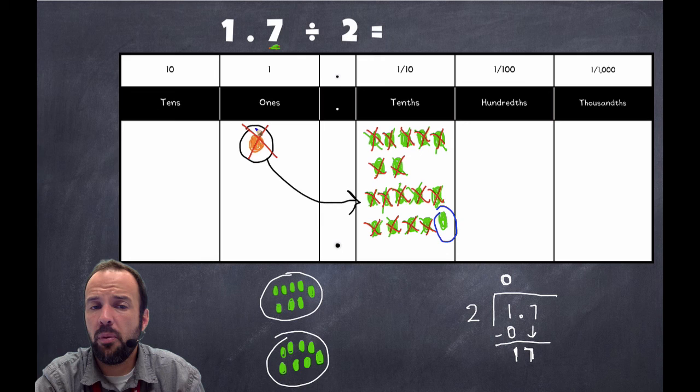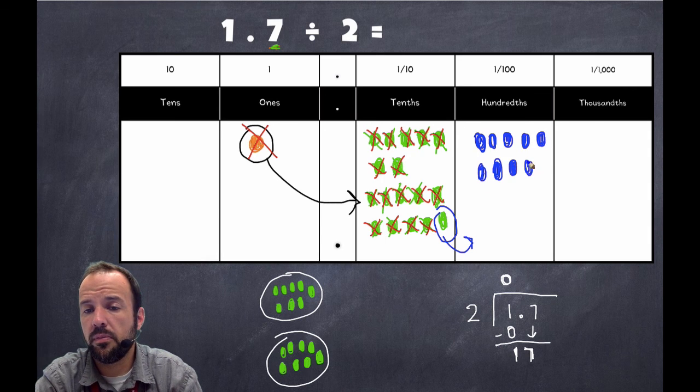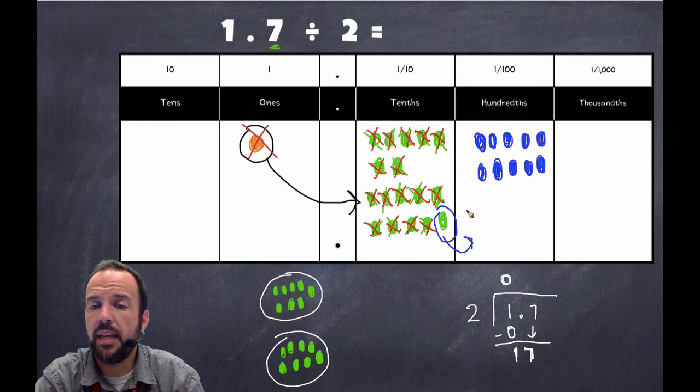Just like before when I took my 1 and unbundled it into tenths, I can take my tenth and unbundle it into what? Hundredths, right. So 1/10 will make 10 hundredths. All right, perfect. So I have 10 hundredths.